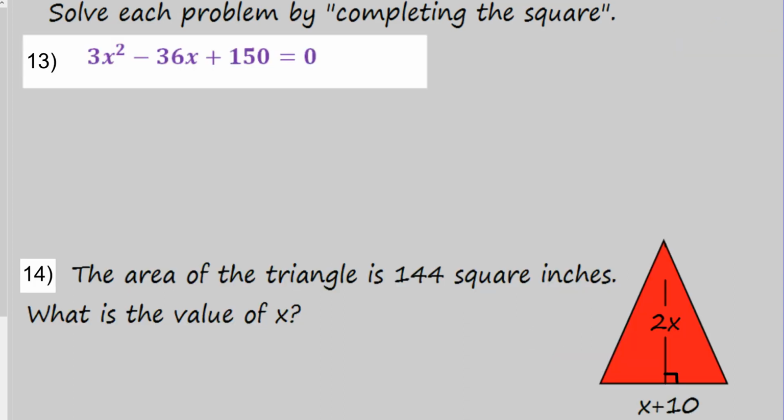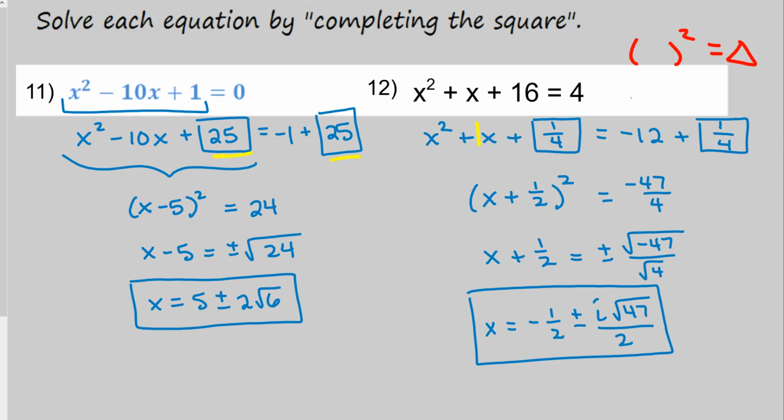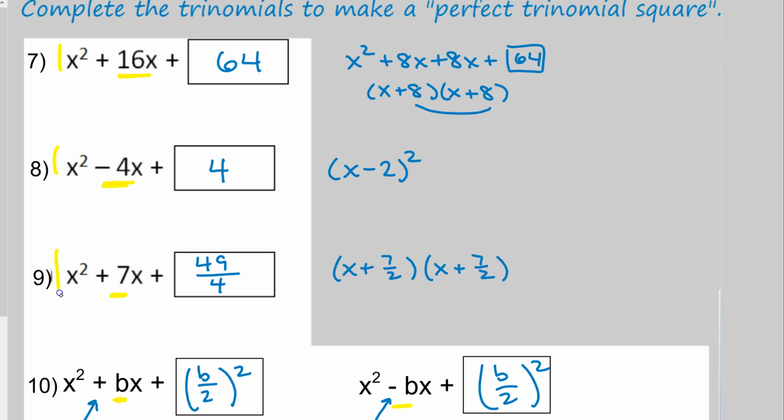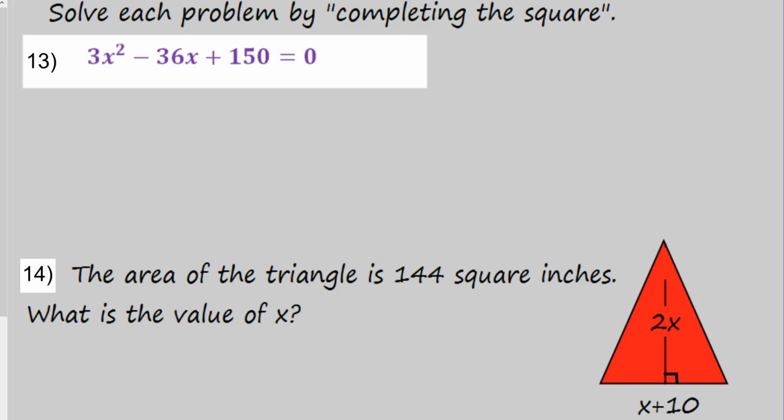Okay, now we move into the higher complexity problems, such as number 13. You might have noticed in all the previous problems we did that the leading coefficient was 1. 1x squared, 1x squared, 1x squared on all of these. Well, what if the leading coefficient is not 1? Like in this case, what if it's 3? We need to change the equation so that the leading coefficient is 1 in order to complete the square.